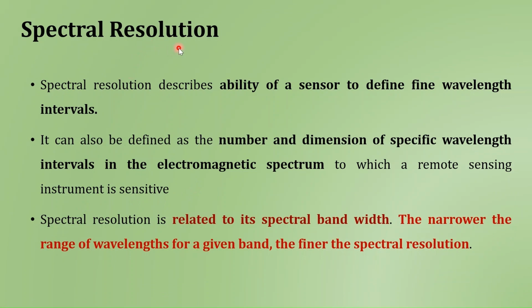Next is spectral resolution. Spectral resolution is defined as the ability of a sensor to detect fine wavelength intervals, and it is also defined as the number and dimension of specific wavelength intervals in the electromagnetic spectrum to which these sensors are sensitive. So this is mainly related to the spectral bandwidth. The narrower the bandwidth, the finer the spectral resolution.